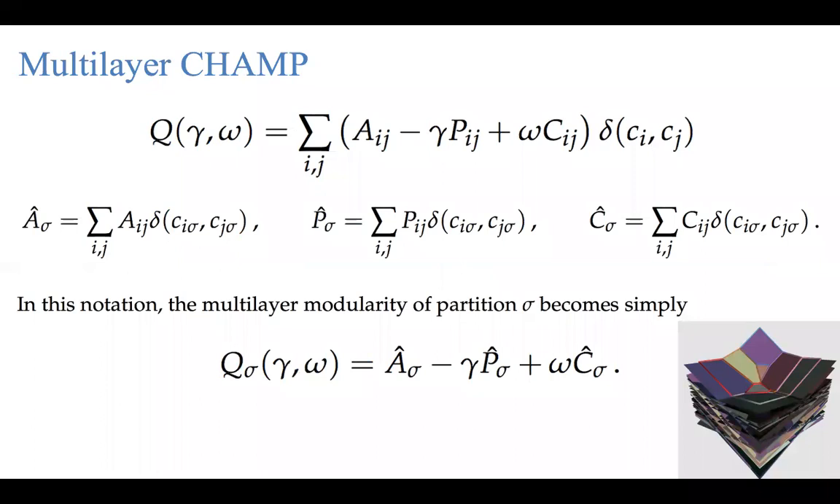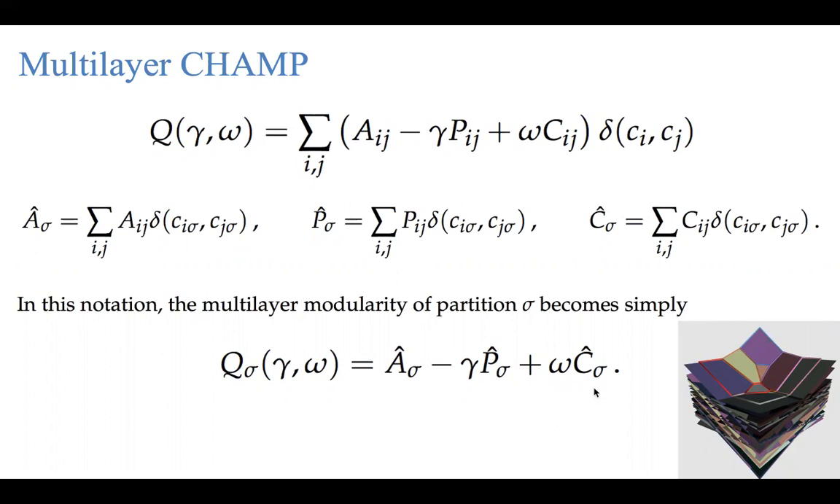And though we're not going to go into it in any detail here, everything we've just sketched out for Q versus gamma lines extends to multi-layer networks, with Q versus two parameters, gamma and omega, defining a plane where I and J now index all of the separate node layers. And we're using a simple notation here to highlight that the linear relationship between Q, the data in A, the intralayer null model in P, and the interlayer coupling C still exists. So we just have that Q is a linear function now of A hat, P hat, and C hat defined by the partition.